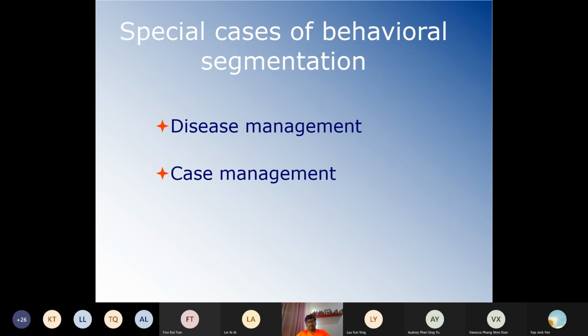So special cases of behavioral segmentations, these are the disease management, whether 5 or more than 5 medications are used in the drug regimen, and the case management, whether the concurrent disease states present, history of non-compliance, presence of drugs that require therapeutic drug monitoring, everything will be considered here.